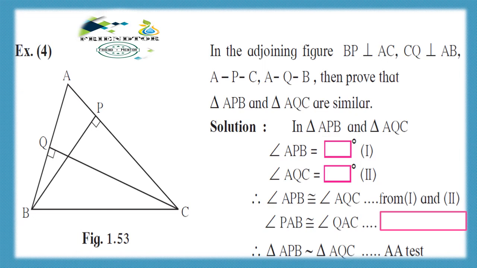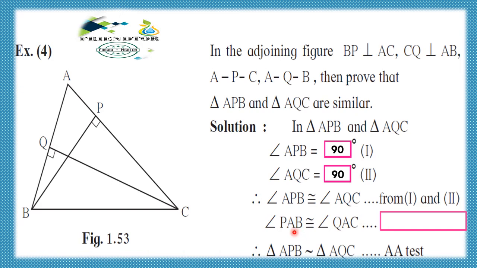So triangle APB is similar to triangle AQC. That is what we have to prove. First thing, in triangle APB and triangle AQC, angle APB is what? 90 degrees, correct? Since BP is perpendicular to AC, angle APB is 90 degrees. Similarly, CQ is perpendicular to AB, therefore angle AQC is also 90 degrees. Both are 90 degrees, that means both the angles are equal. So angle APB is congruent to angle AQC.